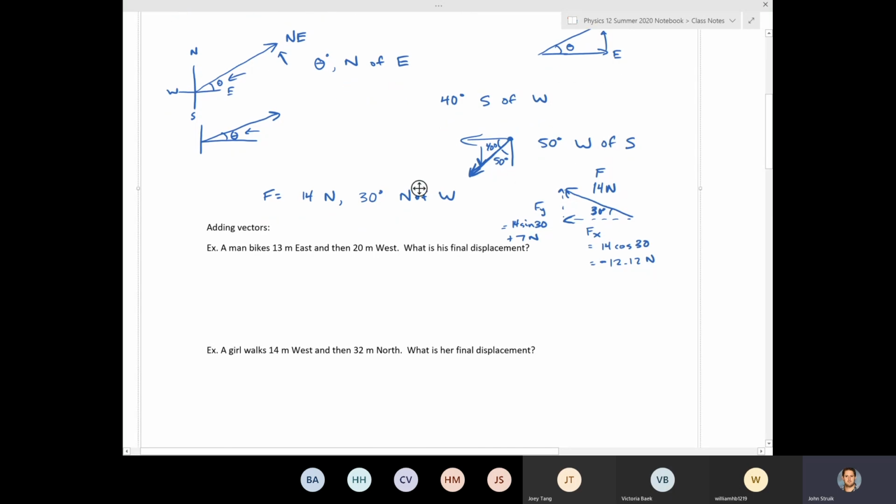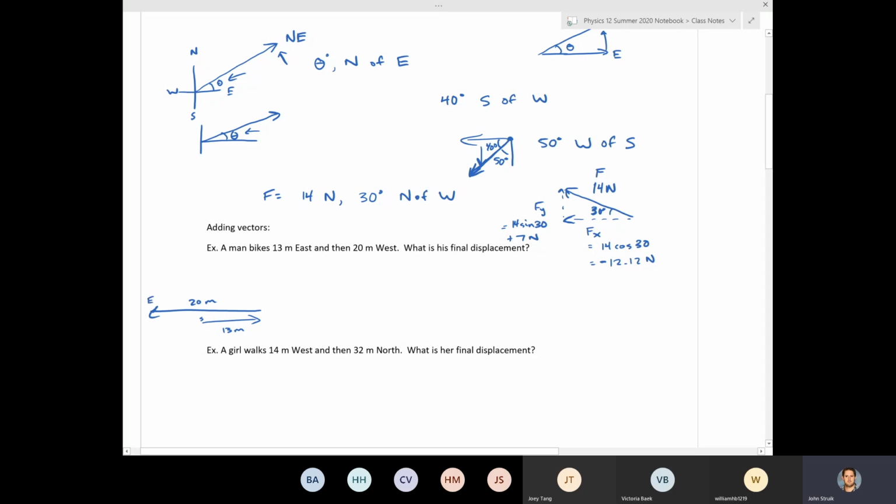So obviously, if the man bikes 13 meters east, he's going to go that way 13 meters, and then 20 meters west. From his starting point to his intermediate point, we're 13 meters to the east, and then he goes west 20 meters that way. What is his final displacement? I'm asking for displacement, which is not distance. Distance is a scalar measurement that takes into account the total path. So the distance would be 33 meters, because it's 13 plus 20. But the final displacement is a measure from where he starts to where he ends.